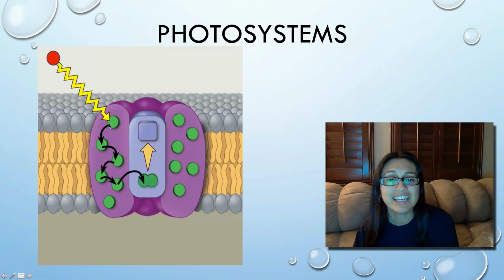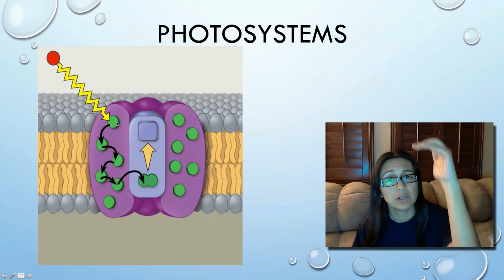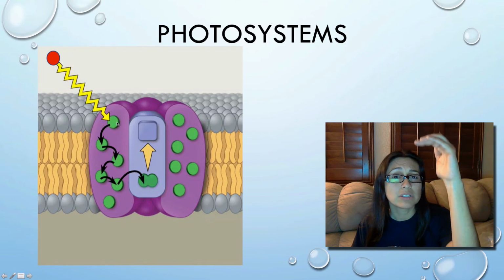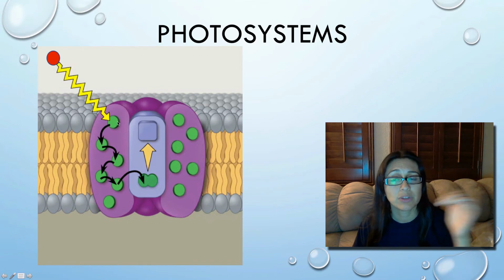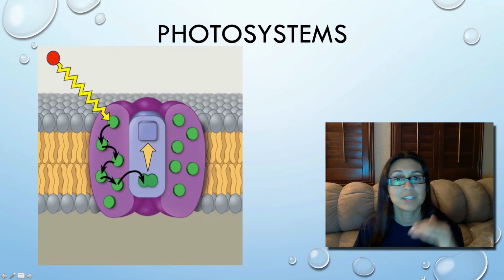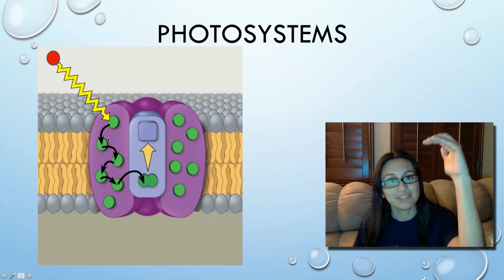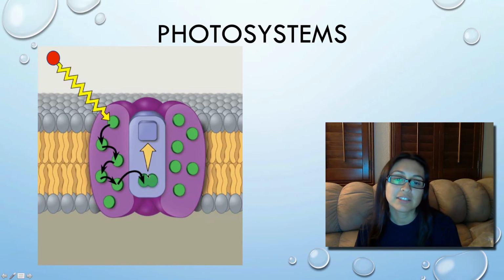When a photon hits a pigment, remember it causes an electron in that pigment to go from a ground state to an excited state. When it starts to come back down, instead of just releasing energy as heat or as photons of light, it's going to pass that energy to another pigment molecule, which will excite its electron from a ground state to an excited state. And then as it drops back down, it's going to pass it along. That keeps happening from pigment molecule to pigment molecule until eventually that energy gets passed to the chlorophyll A in the center complex.